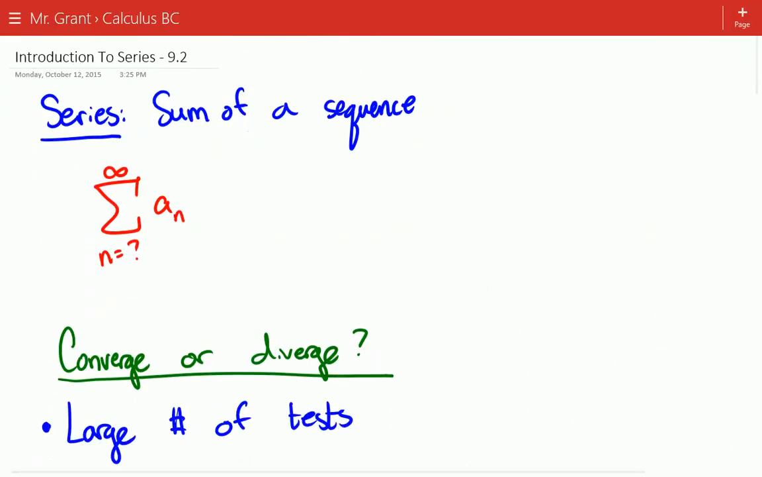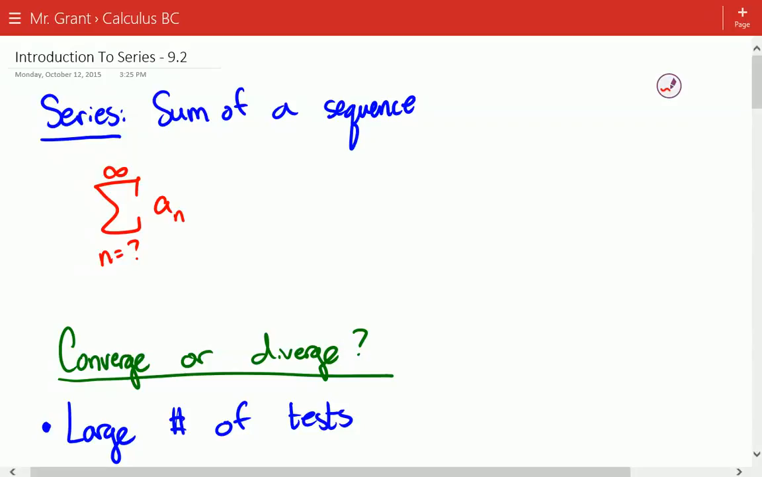Alrighty, so today we're looking at an introduction to series. We started last time with sequences, and what we're going to do with that sequence is essentially add up every single term to create a series. So a series is just essentially a sum of a sequence. You add the first term plus the second plus the third, as far as they want you to go.